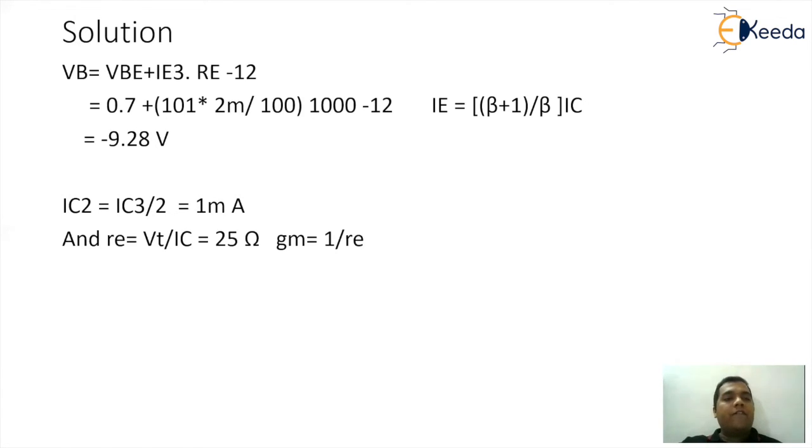Now we will find the value of RE as VT by IC. The value of VT is given as 25 millivolt. IC, that is your IC2, is 1 milliampere. So the value of RE comes out to be 25 ohm. GM by definition is 1 by RE.